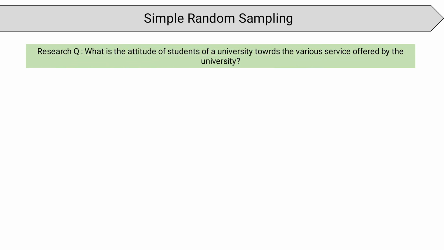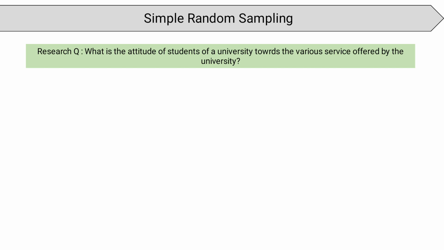So let's understand this sampling technique with a research question. Suppose someone proposed this research question: what is the attitude of students of a university towards the various services offered by the university? So let's say this is a research question and you want to measure the attitude, or you can say the perception, towards the services offered by the university.